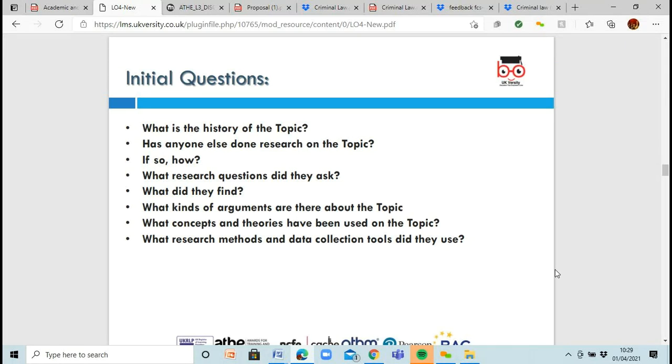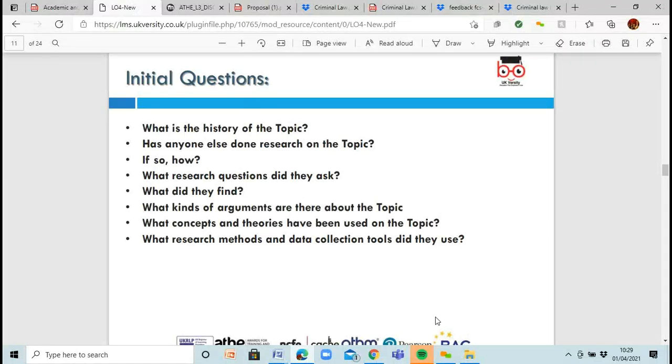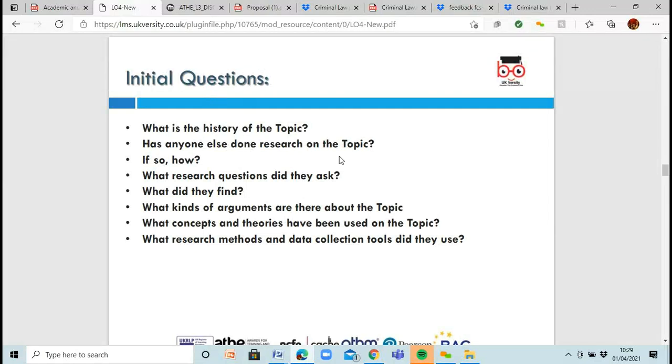Fantastic. So when we're looking at our research, you're going to look at some questions for this, and these are the possible questions that you can look at. So what is the history of the topic? Has anyone else done research on the topic? If they have, that's fantastic, because then a lot of your research has already been done for you, and you can use a lot of the same information and then also update it.